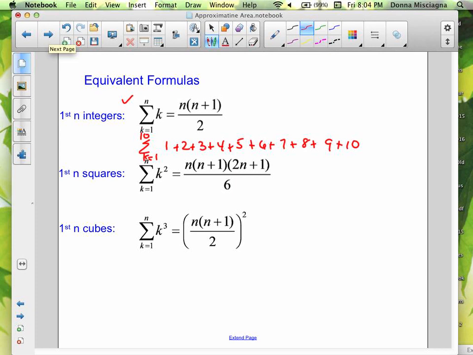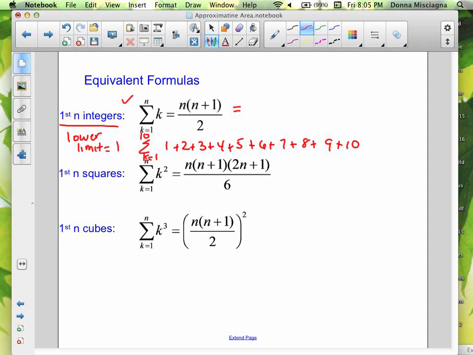But what if it's 10,000 numbers or 1,000,000 numbers? Well, I'm going to get sick of writing them and sick of adding them up. So there's just a formula we could use to find the exact same sum. So that formula, I would just substitute the upper limit here. So this is for the first n integers.